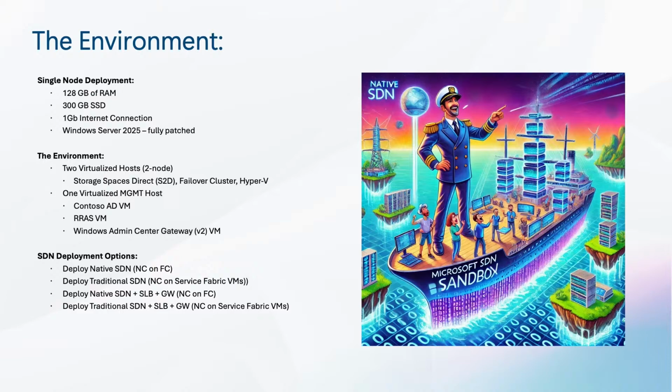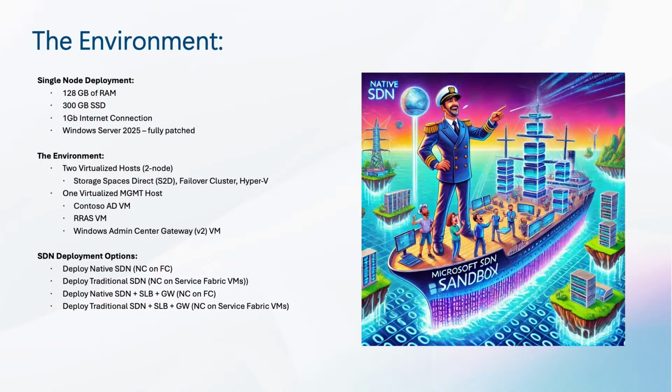And then we even go the extra mile with making sure we install Windows Admin Center version 2, of course, and we put a shortcut on the desktop for you. So again, super easy to do, super easy to get kicked off on SDN. And then we provide some SDN deployment options like native SDN, traditional SDN, which is, of course, as you all know, network controller on service fabric.